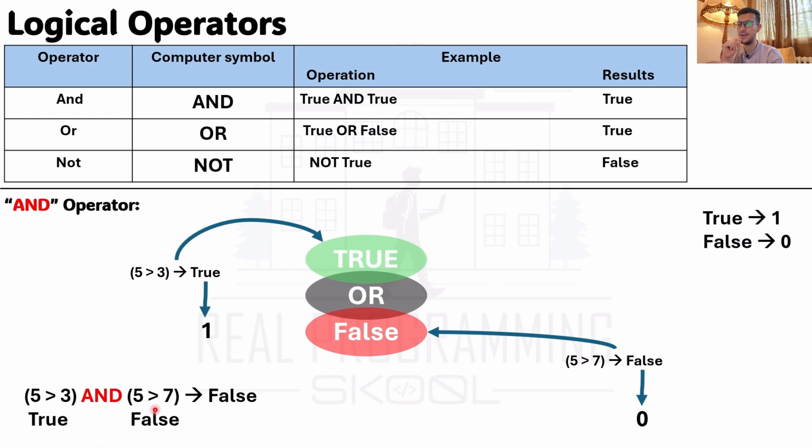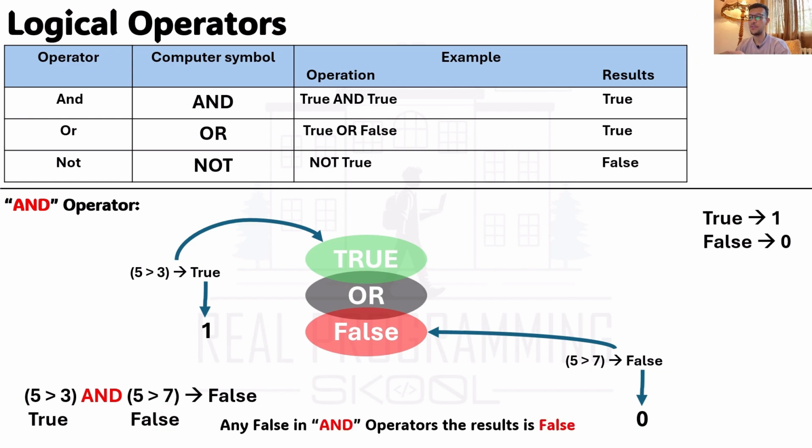And 5 greater than 7, no. Any false in AND operators, the result is false. As we said, this is the first condition we have: 5 greater than 3. The first condition is true because 5 is bigger than 3. And 5 greater than 7, no, this condition is false. 5 is not bigger than 7. So because we use the AND operator, true and false, the final result will be false, because any false in AND operators makes the result false.